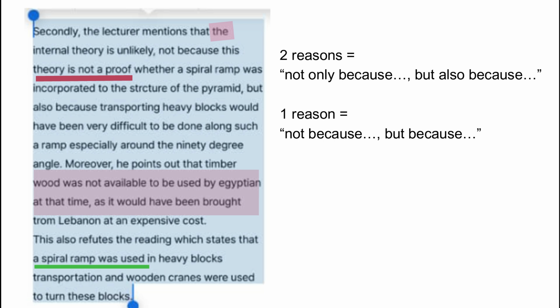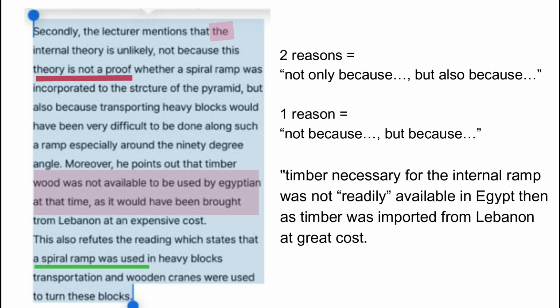Even if expensive, if it could have been imported from other places, timber should have been available to Egyptian pharaohs who were as rich as Jeff Bezos, who built a football stadium-sized yacht. To make it plausible, it should have been said that timber necessary for the internal ramp was not readily available in Egypt then, as timber was imported from Lebanon at great cost.